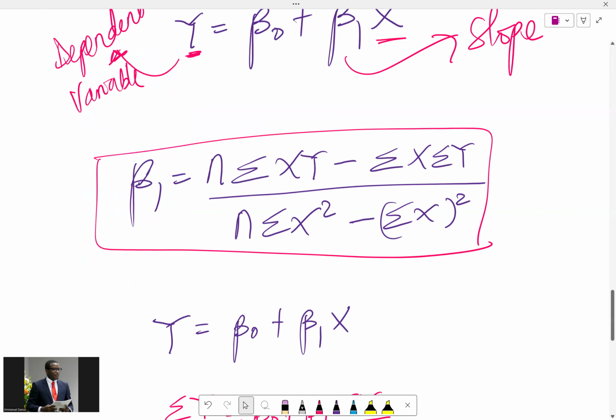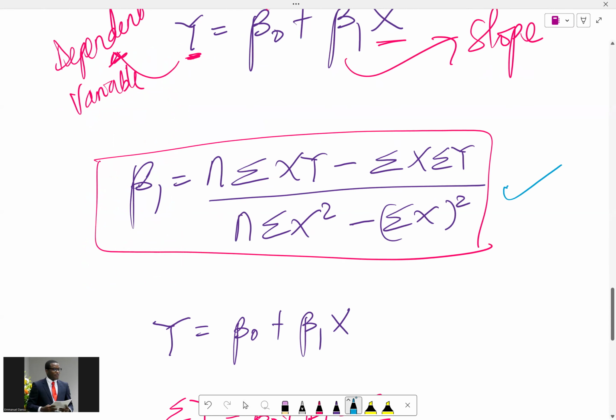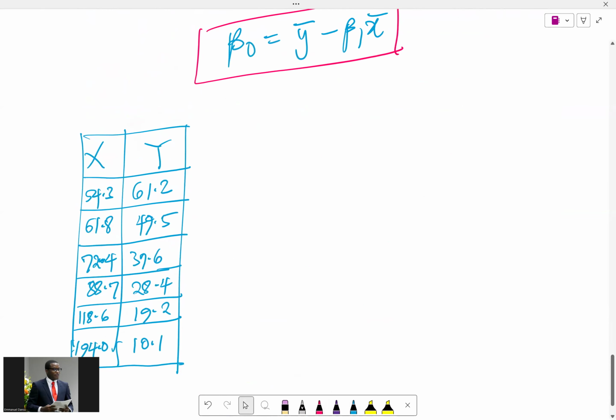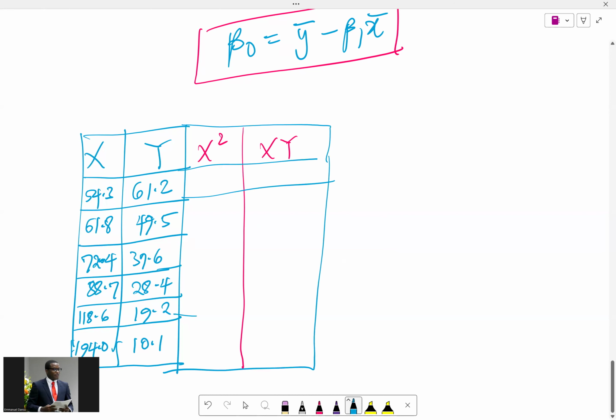Then this is the main work now. So we need the summation of X and summation of Y. We can easily find that from what we already have. But then we need summation of X squared and then summation of XY. So we need X squared and XY basically now. Okay. So once we can find this, then we have everything we need to get the equation.